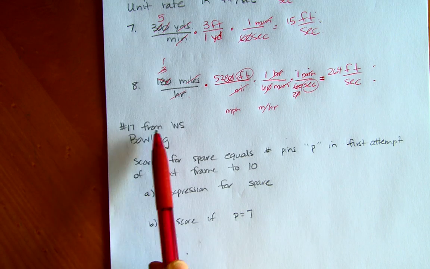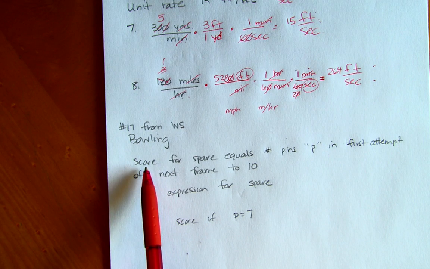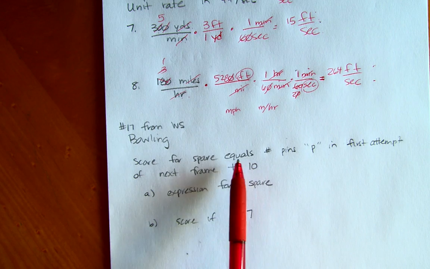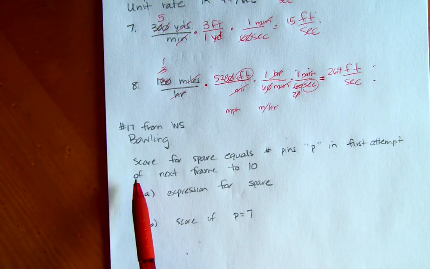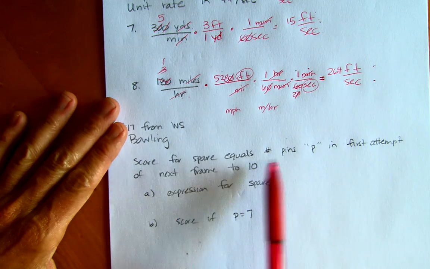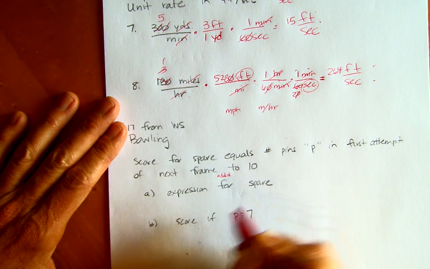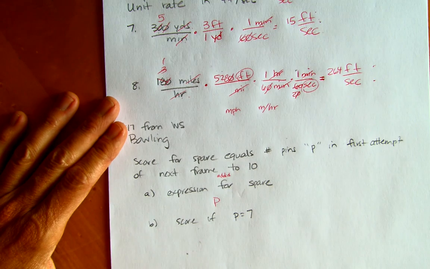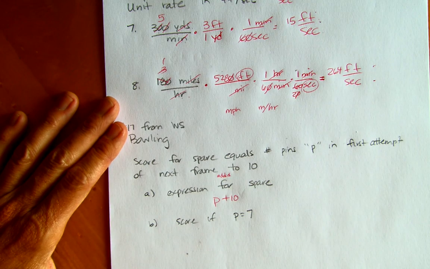So this is number 17 from the worksheet. It's about bowling. Their explanation is fairly complicated, but essentially when you score for a spare, it's equal to the number of pins, which we're going to call P, in the first attempt of the next frame, added to 10. I forgot the added. So basically the expression is, I take the number of pins I knocked down in the first attempt of the next frame added to the 10, which was the total I got in the last frame.